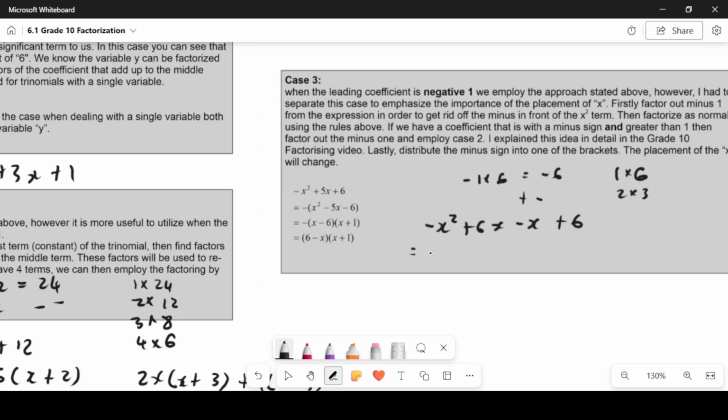Okay, so let's factorize this. We'll have minus x into x, and here will be minus times of what will give you a plus, minus 6.